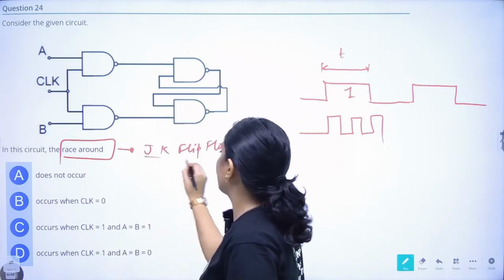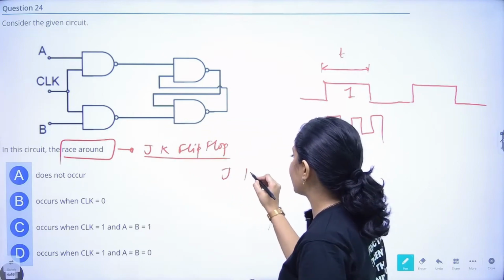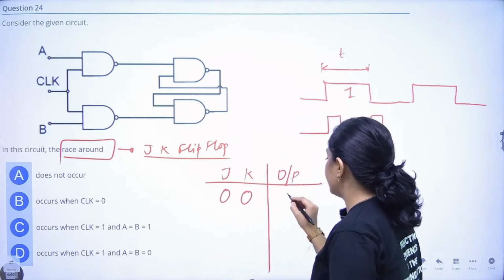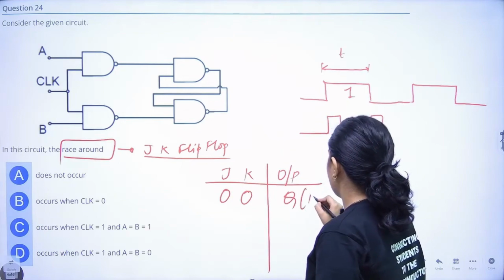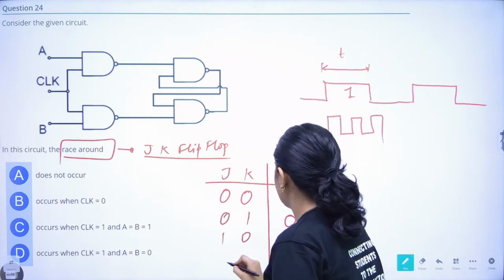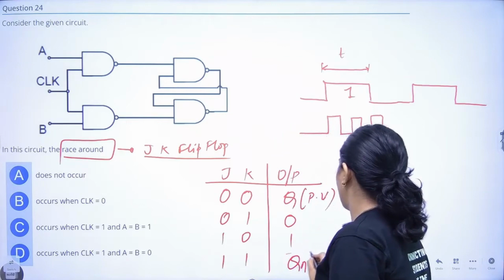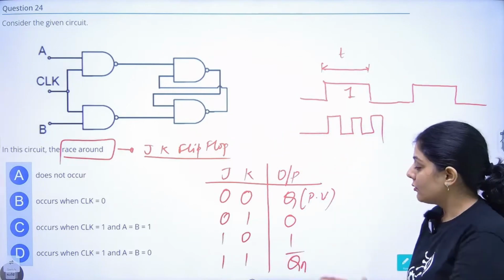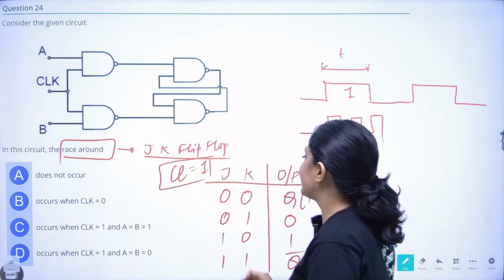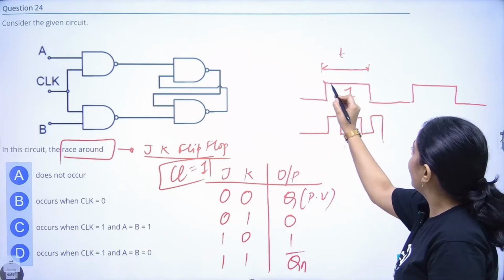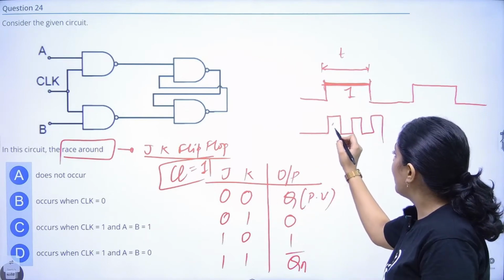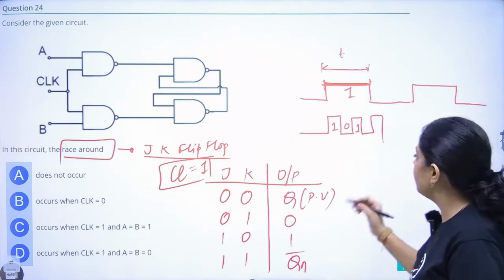If you remember the excitation table of a JK flip-flop, when J and K are both 0, its value is the past value. But when both are 1, its value will toggle. The JK flip-flop is active when the clock equals 1 and it's a level triggered flip-flop. So when the clock remains at 1, the output will toggle again and again and it will become unstable.